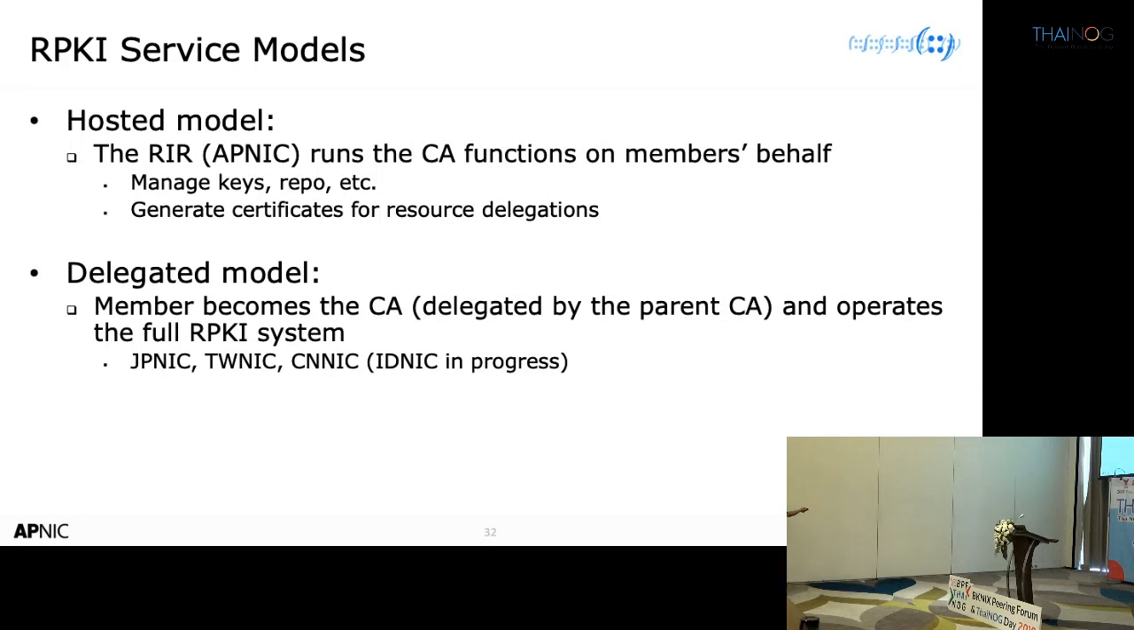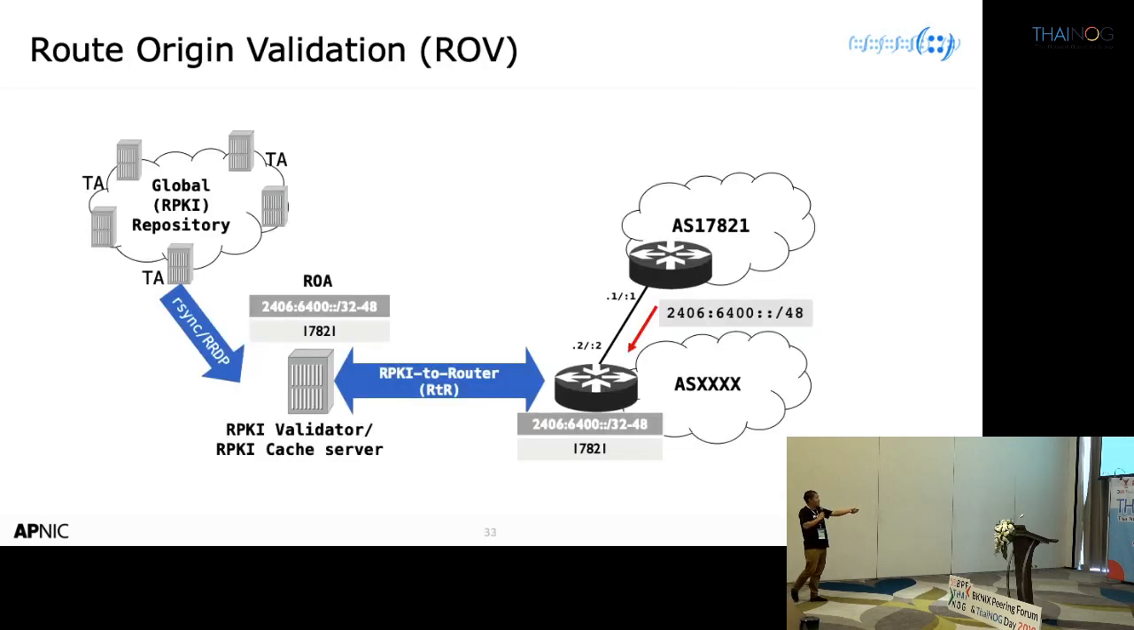You have two kinds of models. You can do the hosted model, where your regional internet registry or the certificate authority maintains everything for you, publishes the ROAs for you, and all you do is you just create your ROAs. Or some also do the delegated model. Under APNIC, we also have those national internet registries like JPNIC, TWNIC, CNNIC, and others. So many of them do the delegated model, where they are the CA for prefixes that they give in their region. Okay? Not so important. Most people would be doing this.